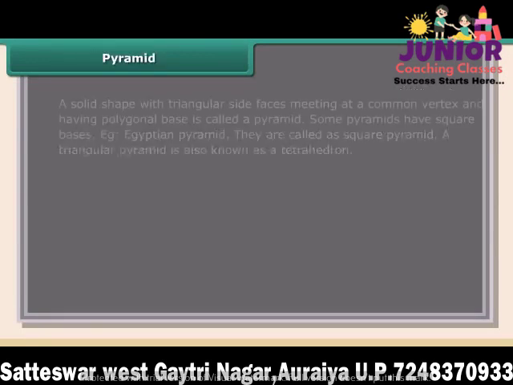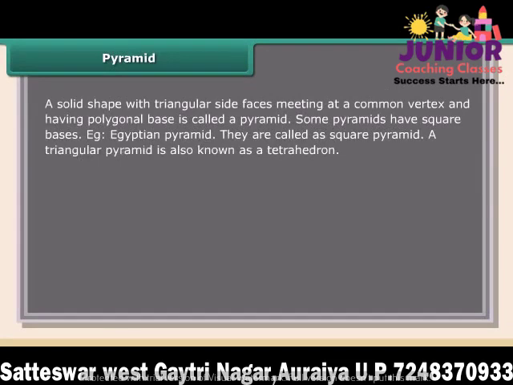Pyramid: a solid shape with triangular side faces meeting at a common vertex and having a polygonal base is called a pyramid. Some pyramids have square bases. Example, Egyptian pyramid. They are called square pyramids. A triangular pyramid is also known as a tetrahedron.